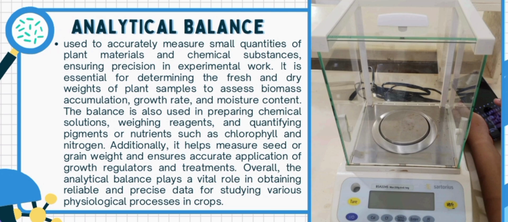It is essential for determining the fresh and dry weights of plant samples to assess biomass accumulation, growth rate, and moisture content. The balance is also used in preparing chemical solutions, weighing reagents, and quantifying pigments or nutrients such as chlorophyll and nitrogen. Additionally, it helps measure seed or grain weight and ensures accurate application of growth regulators and treatments. Overall, the analytical balance plays a vital role in obtaining reliable and precise data for studying various physiological processes.